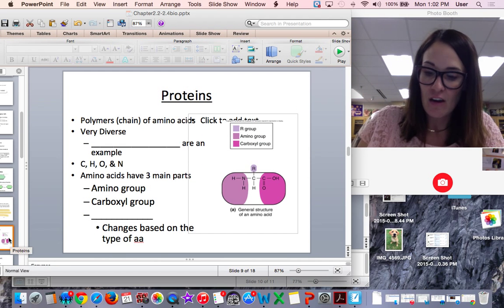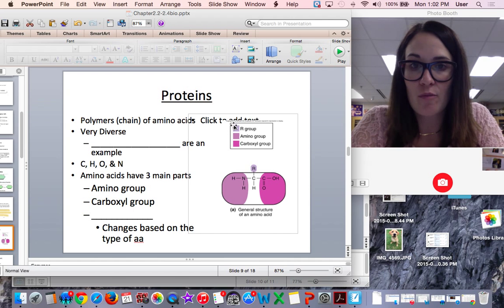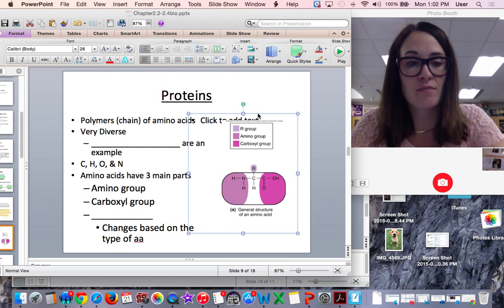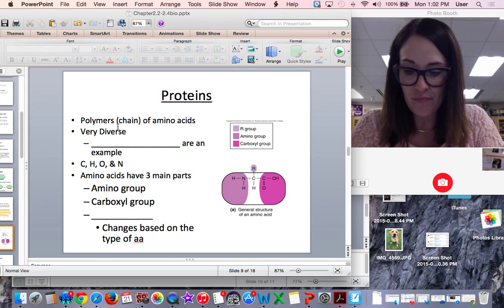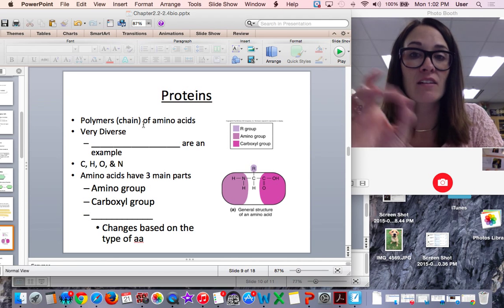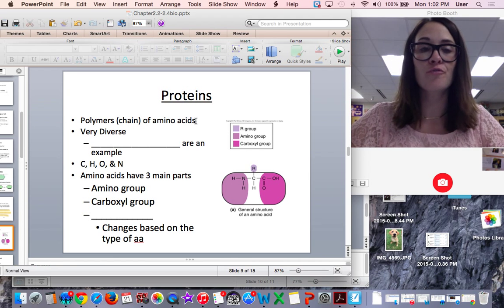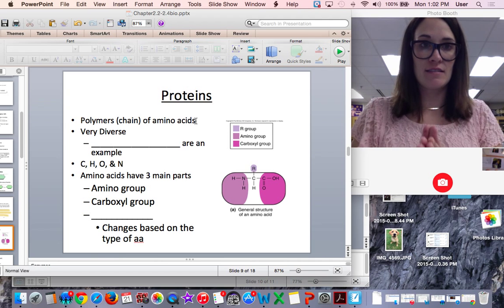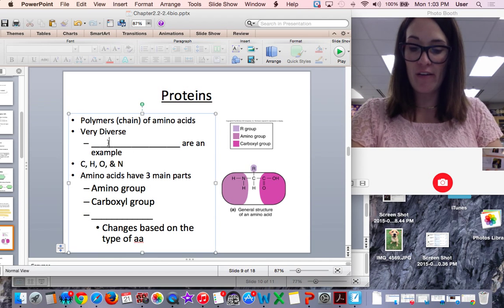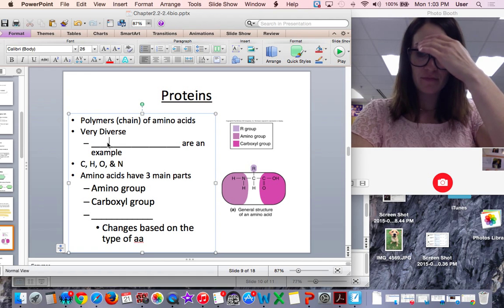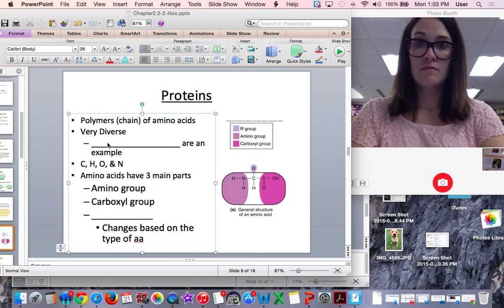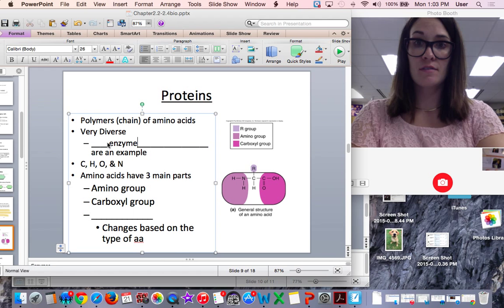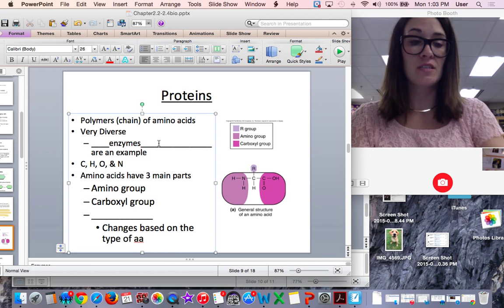Proteins are very diverse in your human body or in any kind of living organism. A protein is a chain, or polymer, a long grouping of amino acids. They're very diverse. What should I say? Enzymes are an example of a specific type of protein.